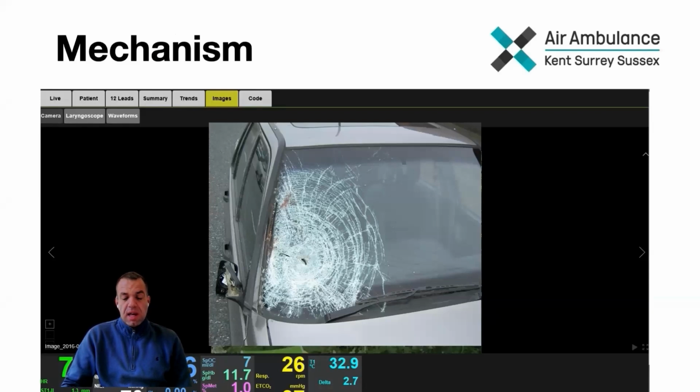Now, on KSS, we have been using video for quite a long time. One of our new products around the corner is to actually convert the video badges that our crews wear into live streaming video badges. So not only would I be able to see the physiology, but I could potentially, you know, see the mechanism of injury. So in this case, this is the damage your head does if you're struck by a car, clearly very significant.